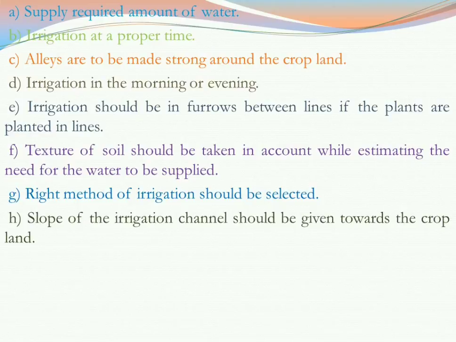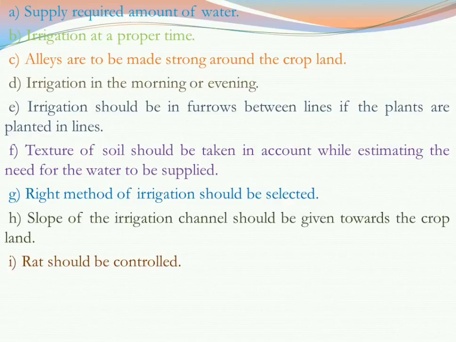The slope of the irrigation channel should be given towards the cropland. That means the flow of water should be towards the land, because from the water reservoir or water source, if the slope is in a different direction, then supplying water to the cropland would be more difficult. That is why the channel should slope towards the cropland.